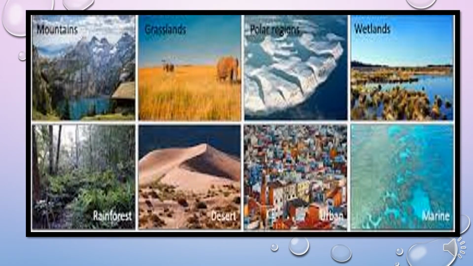This is the picture of different types of habitat present on this earth, which includes mountains, grasslands, polar regions, wetlands, urban areas, desert, rainforest and marine water. Let's discuss them separately.